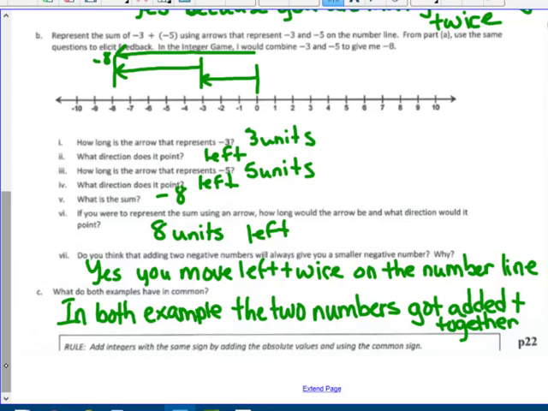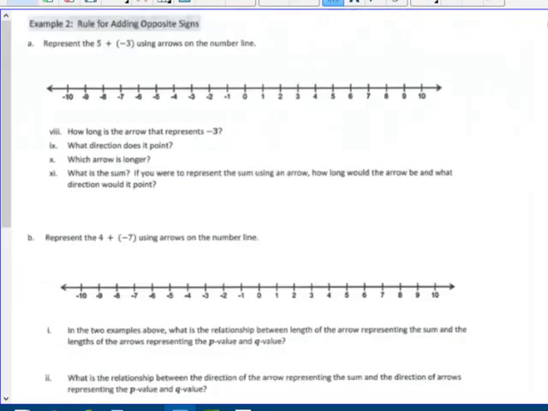Next page. Rule for adding opposite signs. So 5 plus -3. I'm going to draw this on the number line, 5 plus -3. Got to go left. 1, 2, 3. And our answer is -2.